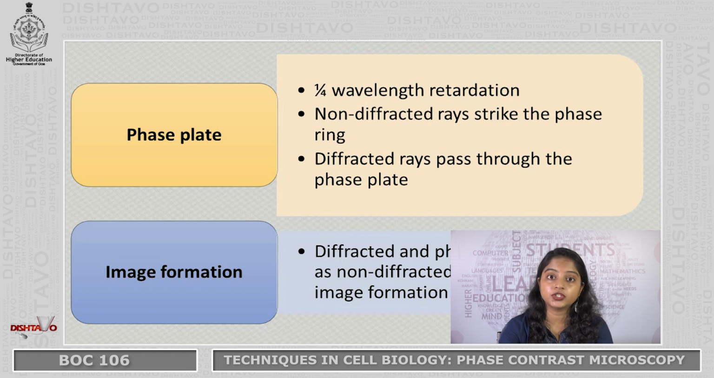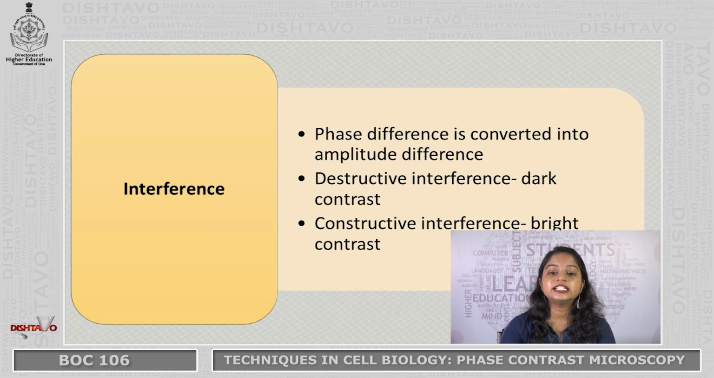The image formation: the phase retarded diffracted rays as well as the non-diffracted rays take part in the image formation. Now an interference pattern is caused. The phase difference is converted into amplitude difference, and a destructive interference causes a dark contrast and a constructive interference causes a light or bright contrast.